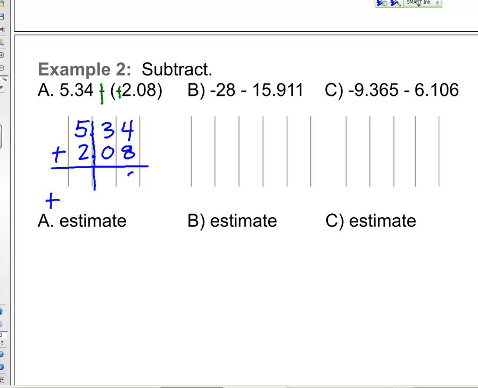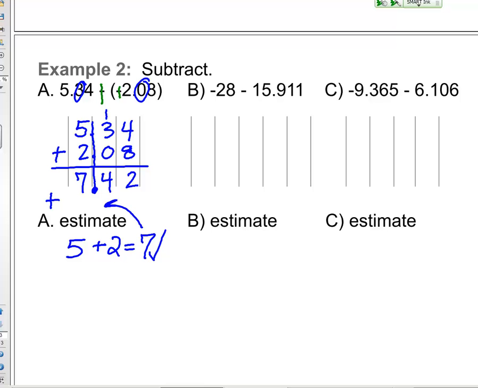4 plus 8 is 12. Carry. 3 plus 0 plus 1 is 4. And 5 plus 2 is 7. Again, putting in my decimal point. And if we were to estimate, the 3 tells us to round down to 5, plus the 0 tells us to round down to 2. 5 plus 2 is 7, which again, yes, is pretty close to our answer of 7 and 42 hundredths.